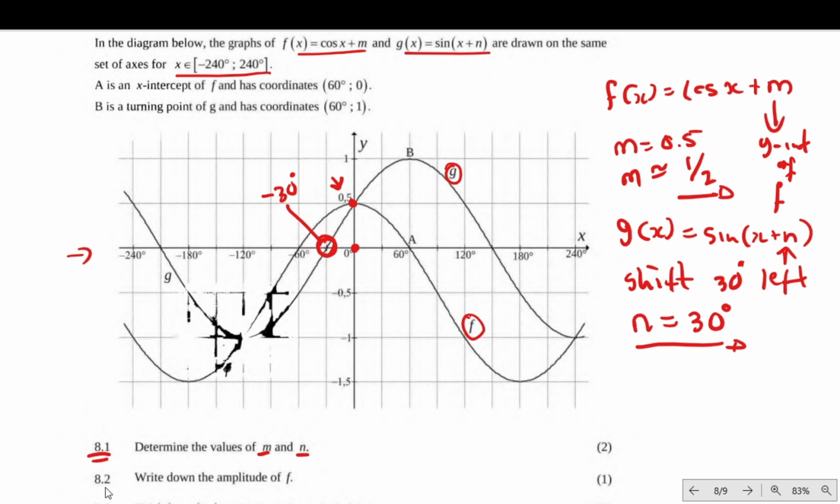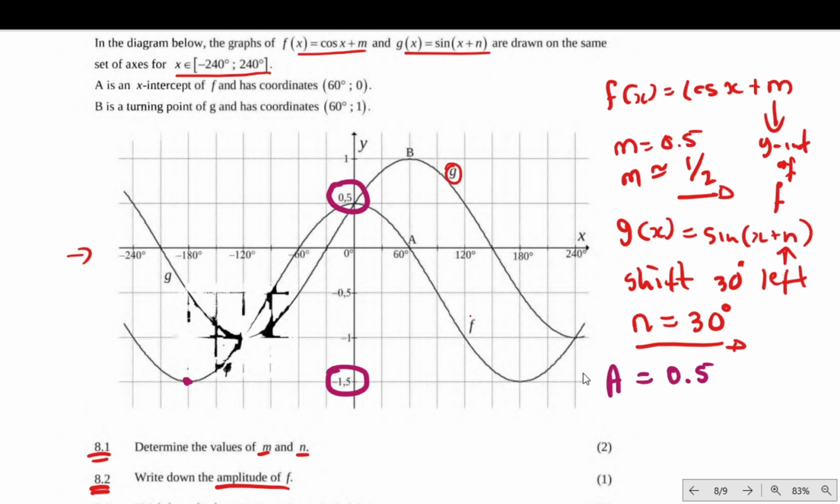Fine. And then the second question says that we should find the amplitude of f. So remember, this is f. So what you will do is you're going to look at the highest point of f and the lowest point of f. So this is the highest point of f, which is 0.5. So amplitude is equal to, the highest point is 0.5. What is the lowest point of f? It's this one here, which is minus 1.5.